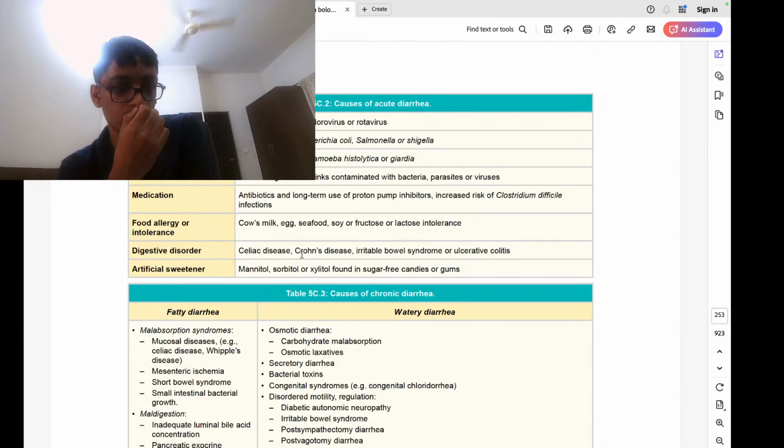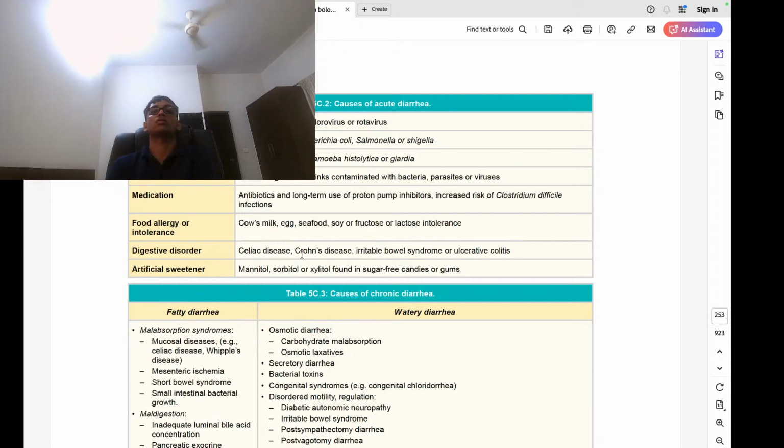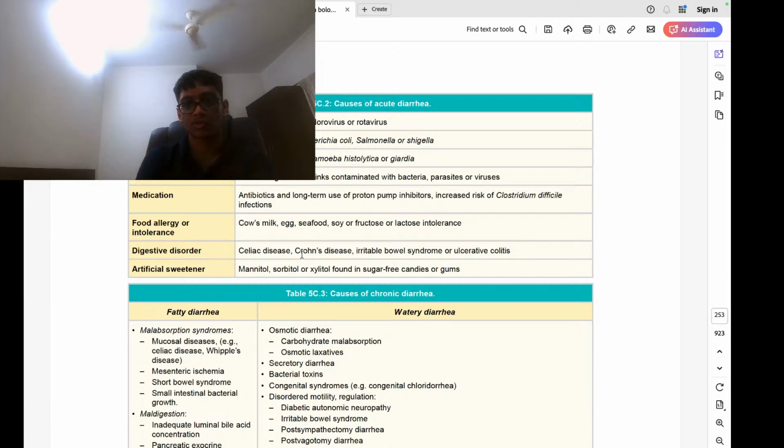These are all chronic causes, which I've told. Acute causes: you have viral infection, viral gastritis, norovirus, rotavirus; bacterial, Campylobacter, E. coli, Salmonella, Shigella; parasitic, Cryptosporidium, Entamoeba histolytica, Giardia. Traveler's diarrhea is from consuming food contaminated with bacteria, parasites or virus. Medication: antibiotics, and long-term use of PPI increases risk of Clostridium difficile infection.